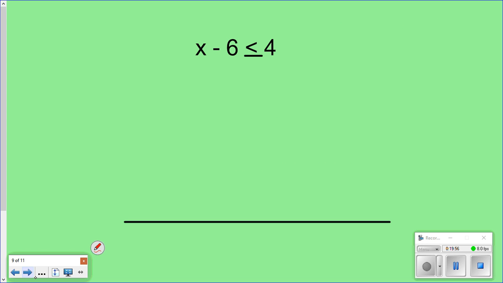All right, let's do another one. Okay, solve this one and graph it. Solve and graph.